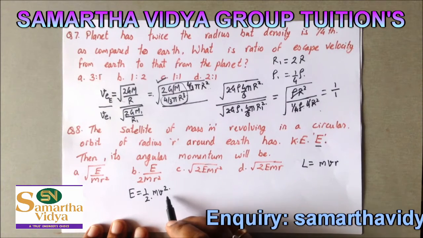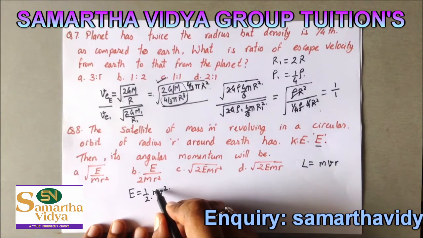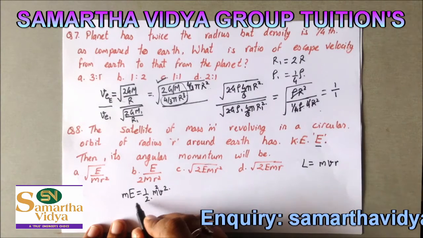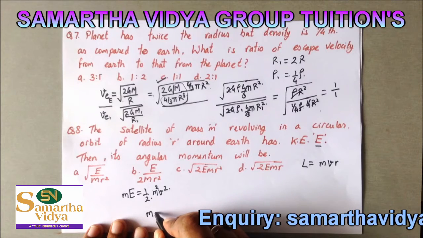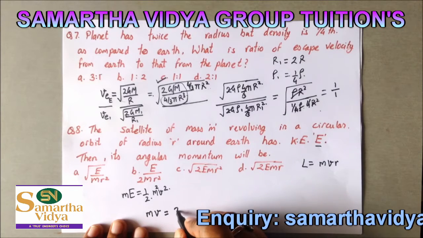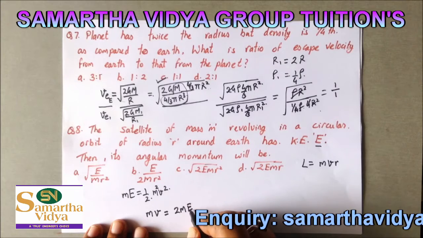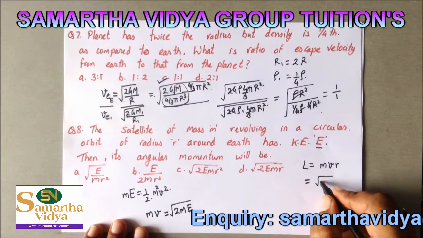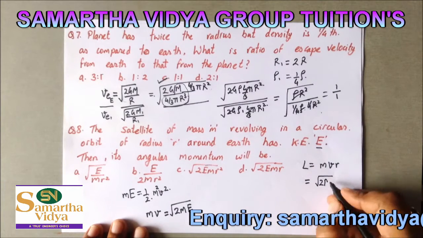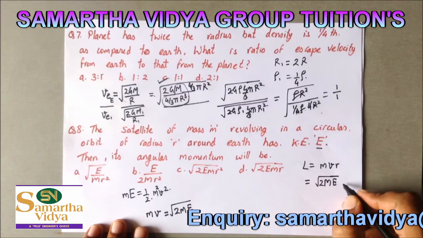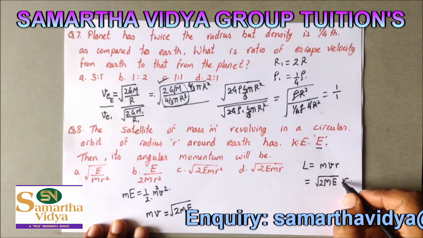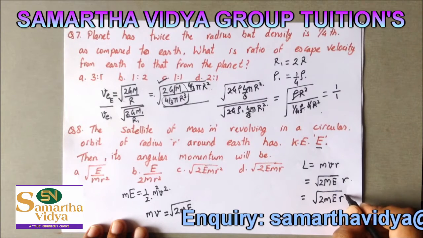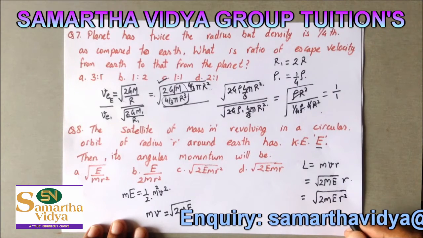So from here I can find what is the mv. So what we'll do is we'll multiply on both sides by m. So this becomes m square v square. The 2 term goes that side. So we are getting mv is equal to root of 2mE. So my mv term is nothing but root of 2mE, and with the r, we can take the r inside, so that becomes root of 2mE r square. So that's nothing but your option C.